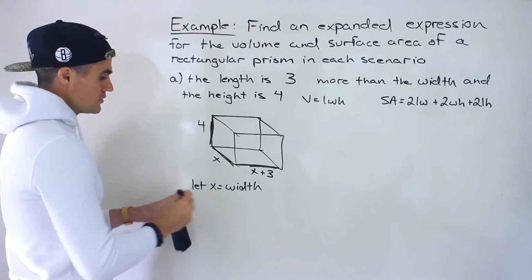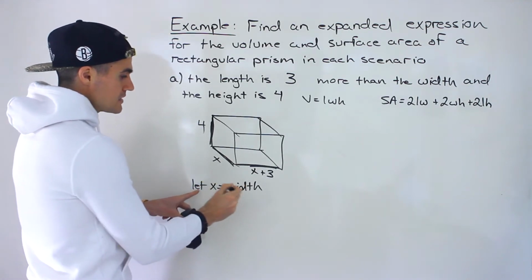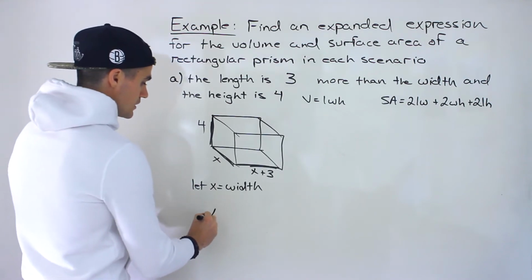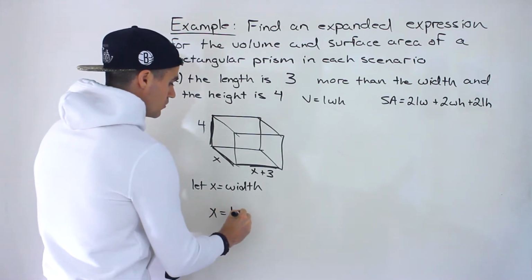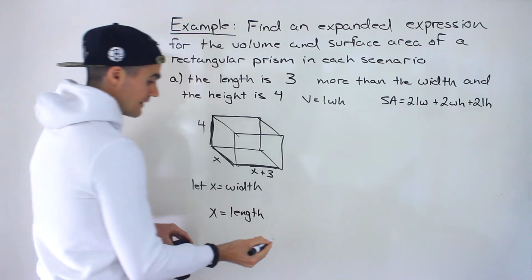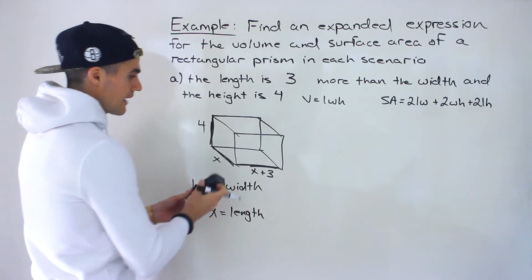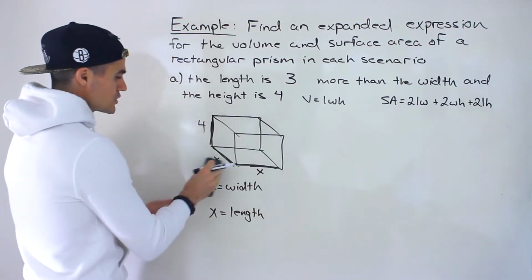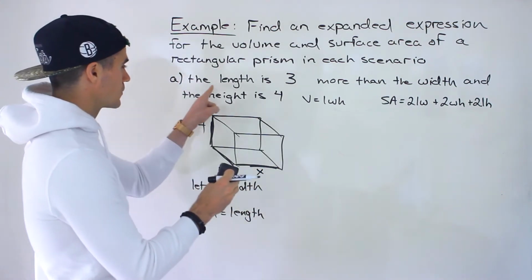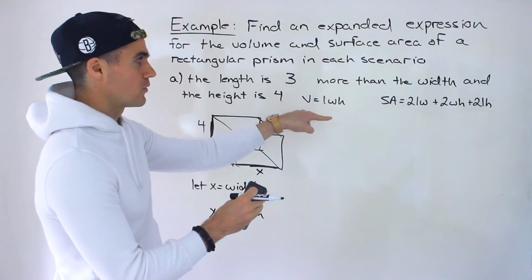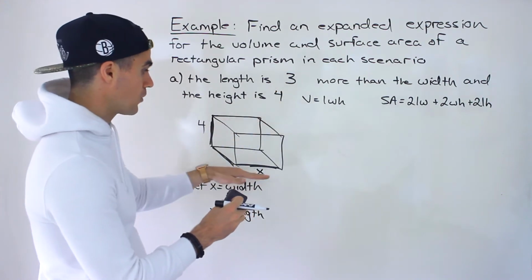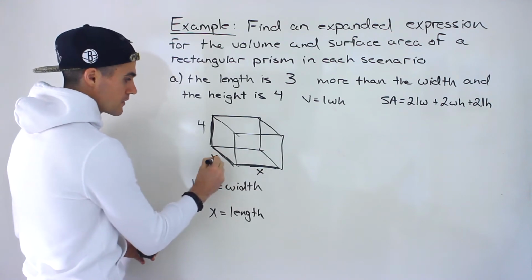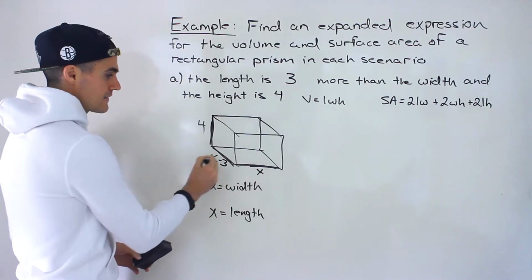Now, you don't necessarily have to let x equal the width. Another possibility is you can let x equal the length. So let's say we did that. We let x equal the length. This one's a little bit less intuitive though, because now we're told the length is 3 more than the width. So that means the width is going to be 3 less than the length. Right? So it'd be x and then x minus 3.